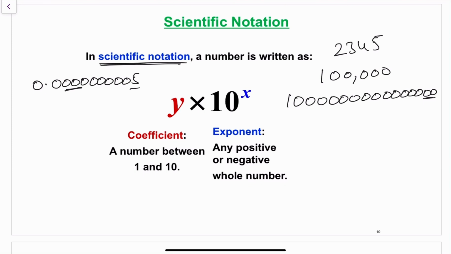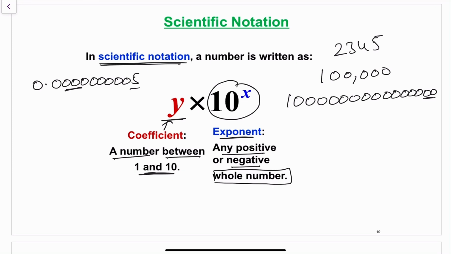So now let's see what scientific notation is and how we can write it. Scientific notation has two parts: one is called the coefficient, and the second one is the exponent part. The coefficient should be a number between 1 and 10, and the exponent can be positive or negative, but it has to be a whole number like 1, 2, 3, 4, 5.